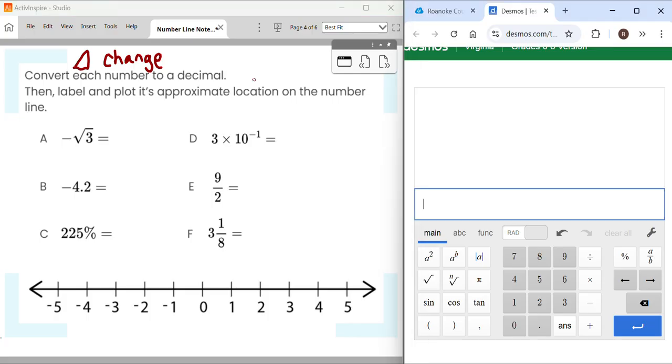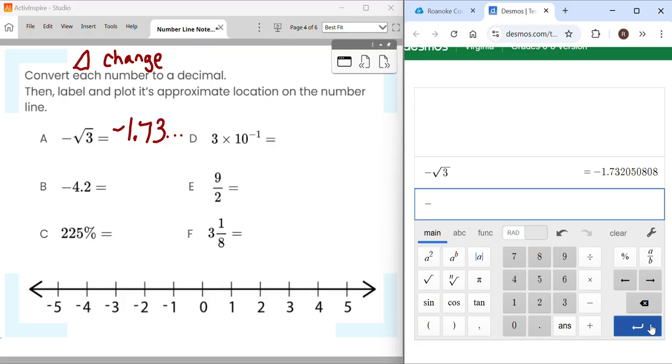So the first thing I'm going to do is come over here and I'm going to type in negative square root of 3, and that gives me negative 1.73. Okay, so I'm going to write negative 1.73 and so on. I'm going to go ahead and put 3 dots there just so you can understand that those decimals keep on going. They are not stopping anywhere. Okay, so let's go on to our next one.